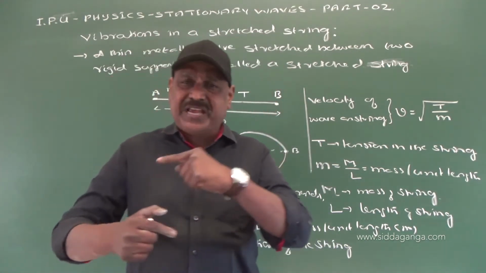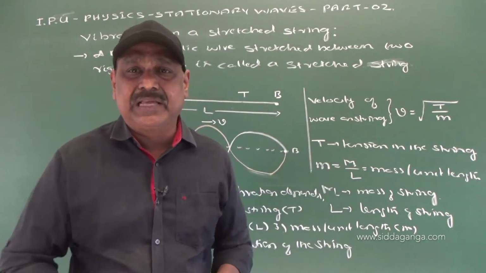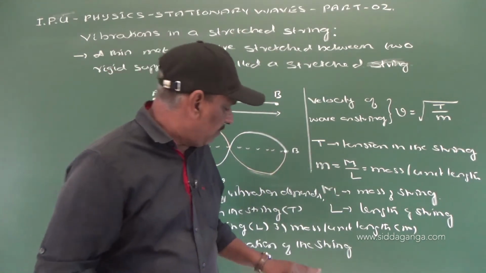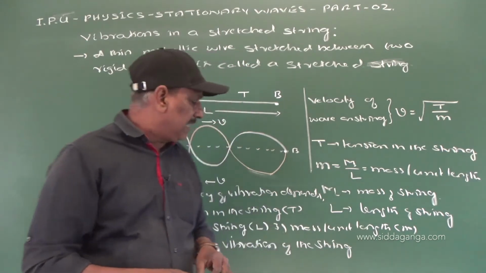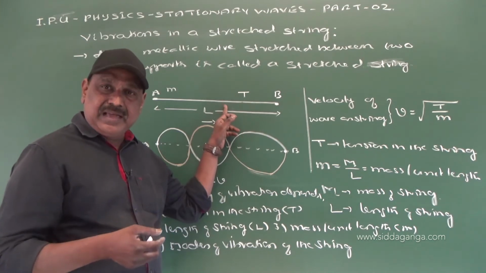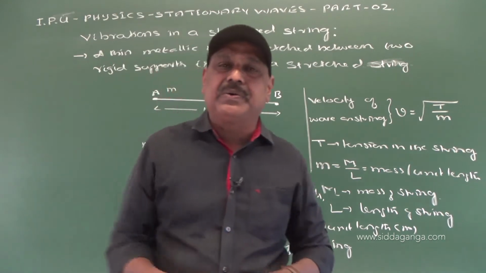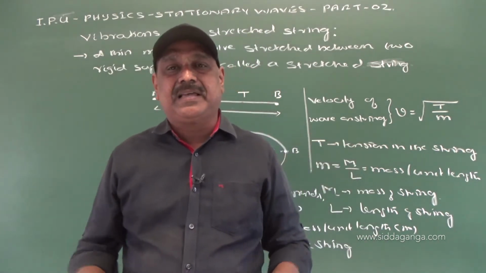So by changing the string or wire in the instrument, they can vary mass per unit length, and by using the left hand, they can vary length, and using the screw, they can vary tension, and they can produce different frequencies in the same instrument.